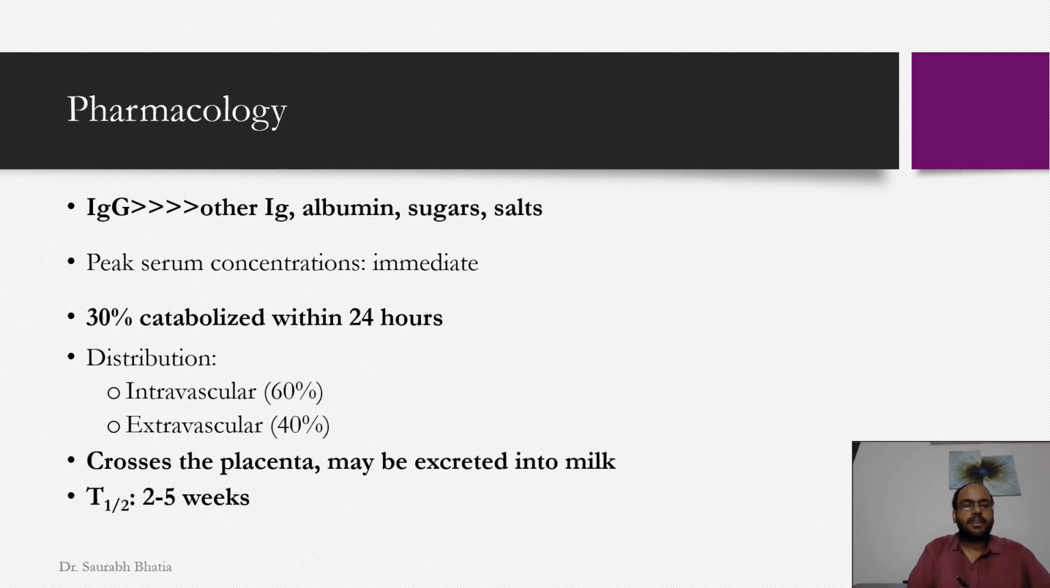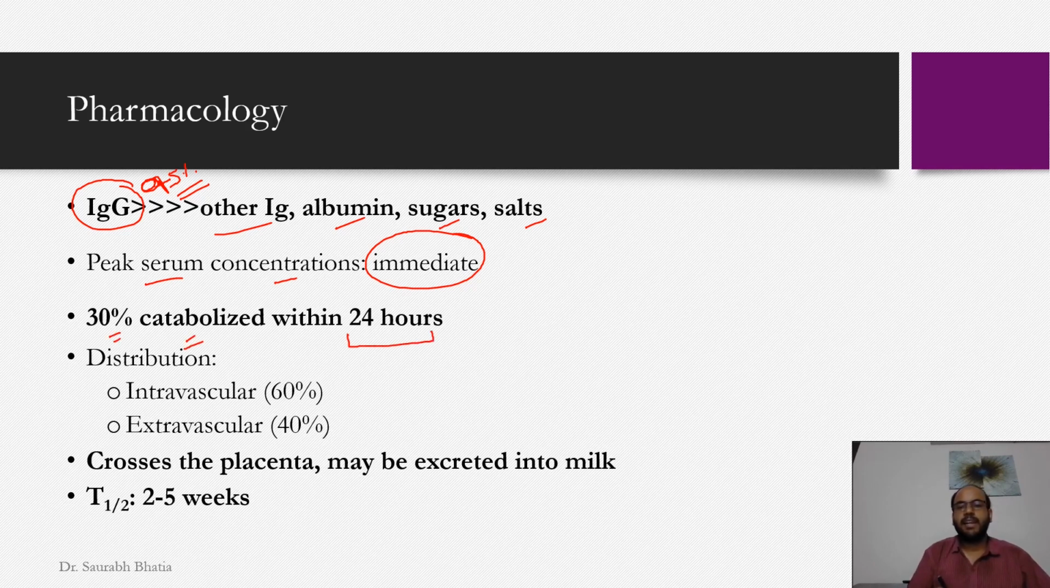Now, in the pharmacology of IVIg, we know that the major constituent is IgG. IgG is more than 95%, and the other 5% has other immunoglobulins, albumin, sugars, salts, preservatives, and everything else. The peak serum concentration occurs immediately as the infusion is started. And within the first 24 hours, 30% is catabolized. It is metabolized by the body.